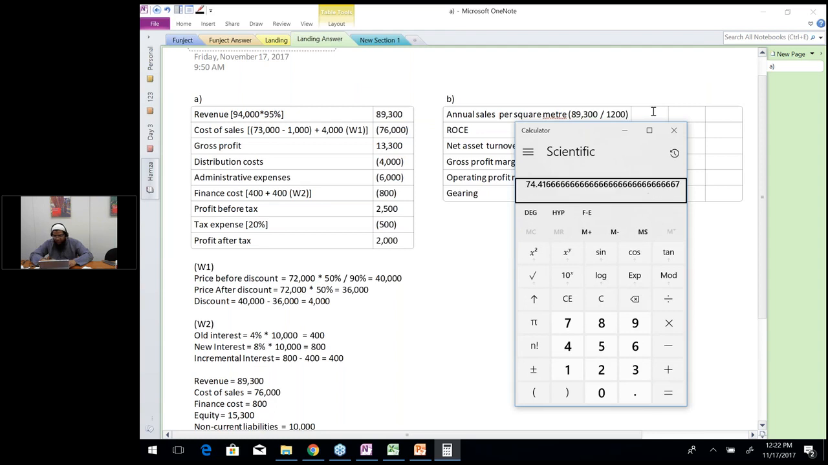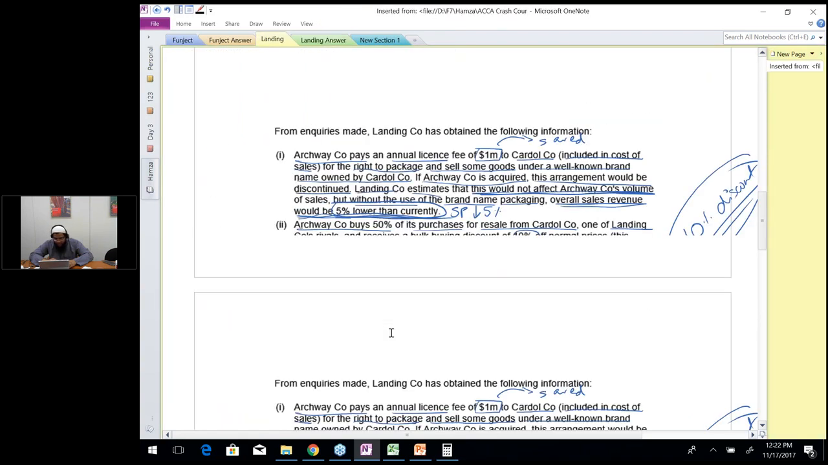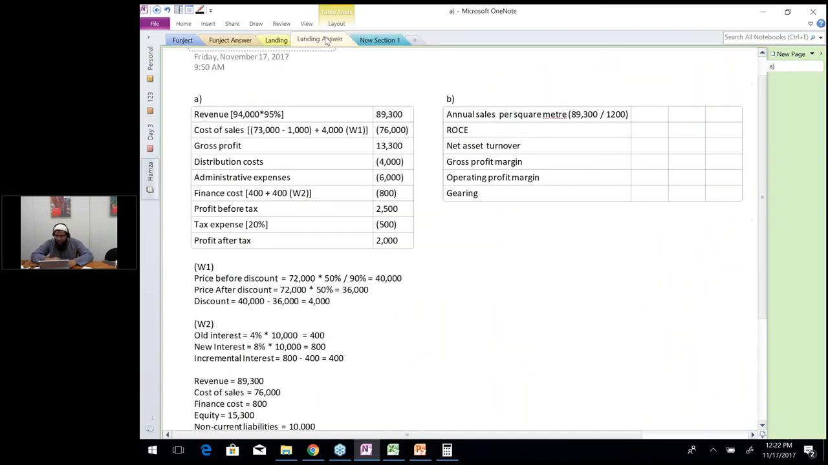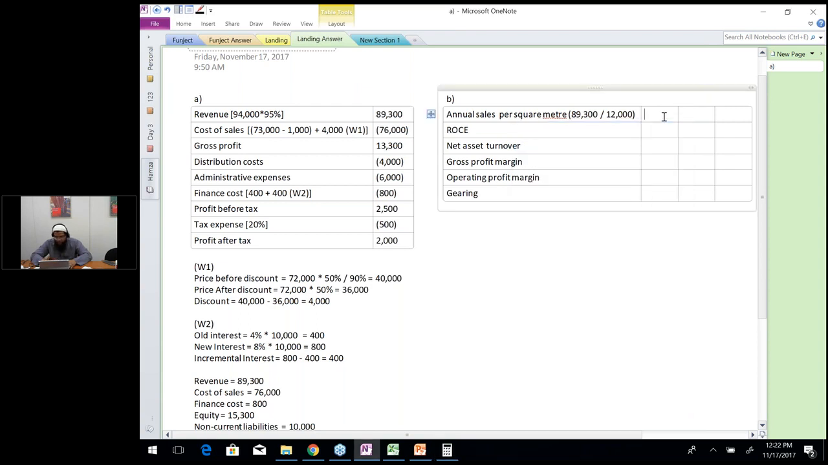So 89,300 divided by 1200 is 74. Okay, it's not 1200. I think it's 12,000. Okay, yes, it's 12,000. The square meter are 12,000. So I'm going to use 12,000 over here. So it is going to be 89,300,000 divided by 12,000. So this is going to be 7,442. So 7,442 square meter revenue is there for us.